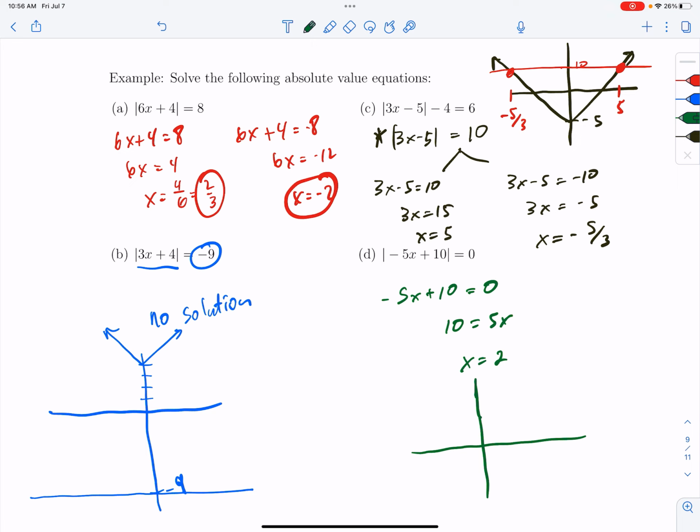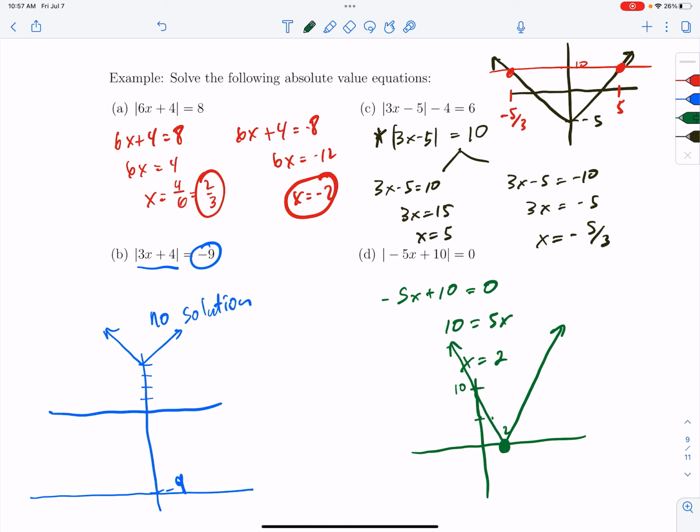what this is saying is, well, this is going to hit 0. I don't know exactly what this graph looks like, but let me think about this. When x is 0, I get 10. When x is 1, I get 5. So this graph looks something like this. And what we can see is it hits 0 at only one position.